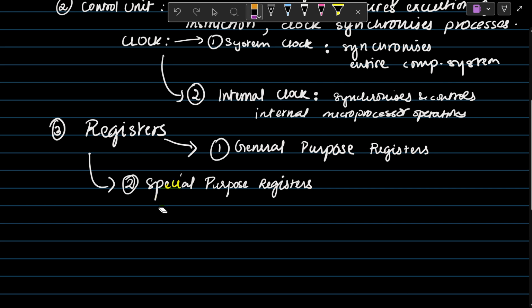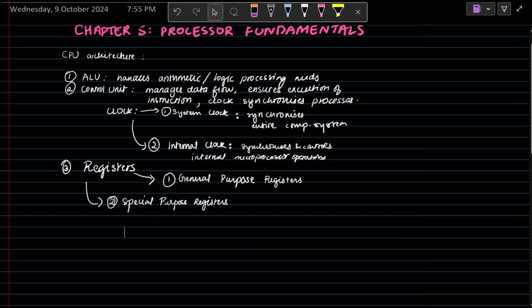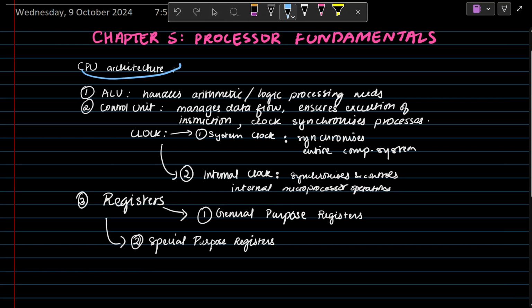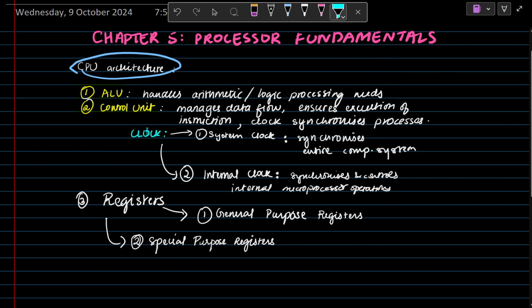Okay, now before we move on, let me just highlight all these important parts. So first we learned about CPU architecture, and then we moved on to the first one, ALU, control unit. ALU handles the arithmetic and logic processing needs. Control unit manages data flow, ensures execution of instructions, and the clock synchronizes processes. And under clock we learned about system clock and the internal clock, right? So that's what we did there.